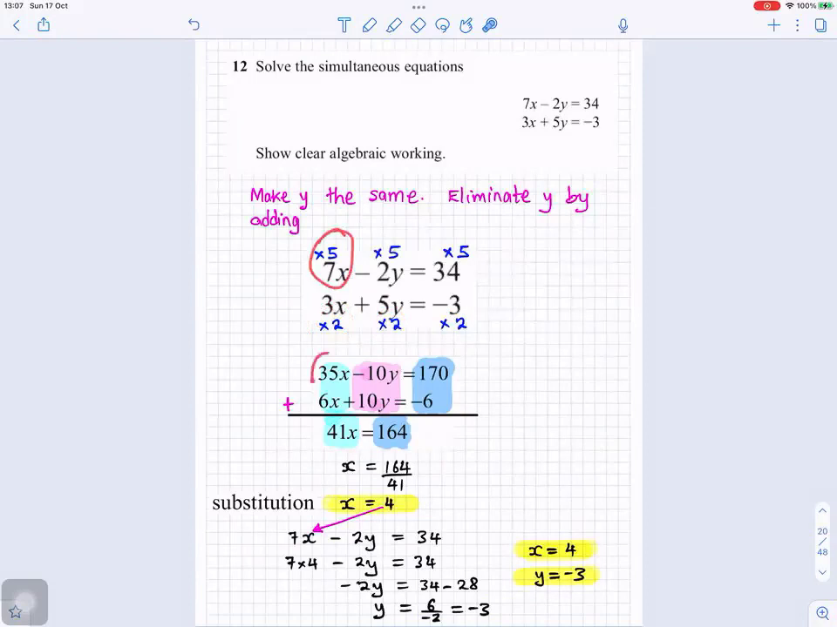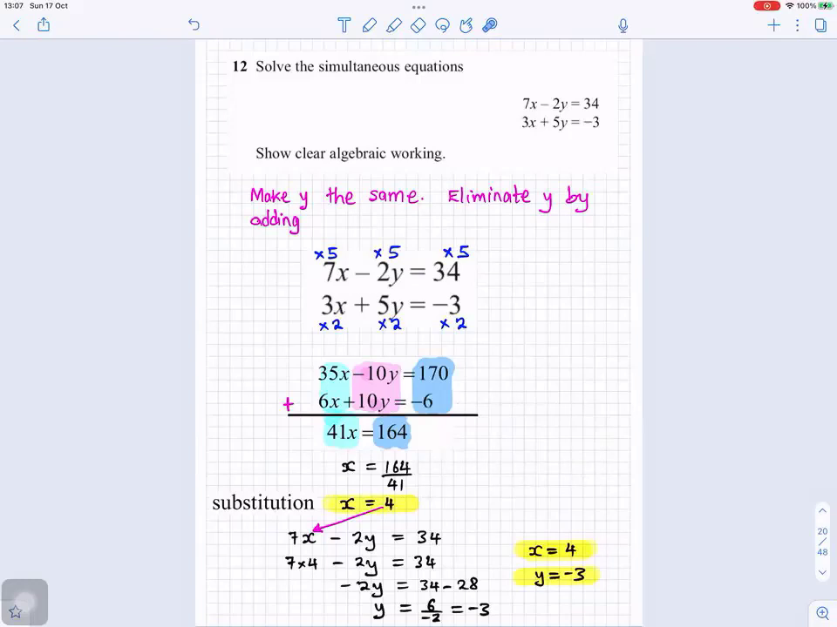7 times 5 is 35. 5 times 2 is 10. 5 times 34 is 170. 3 times 2 is 6. 5 times 2 is 10. Minus 3 times 2 is minus 6. Now you add them. 35 plus 6 is 41. Minus 10 plus 10 is 0. 170 plus minus 6 is 164. So x is 164 divided by 41.